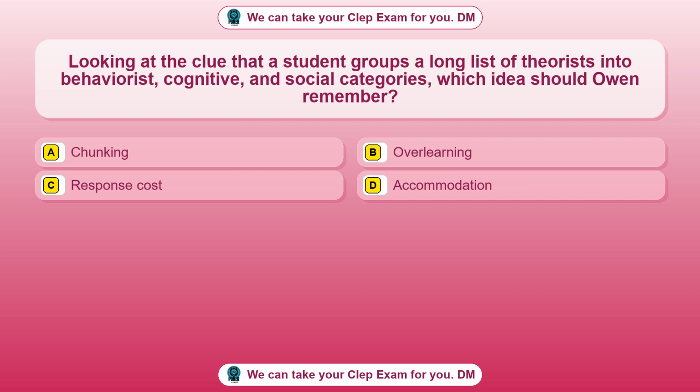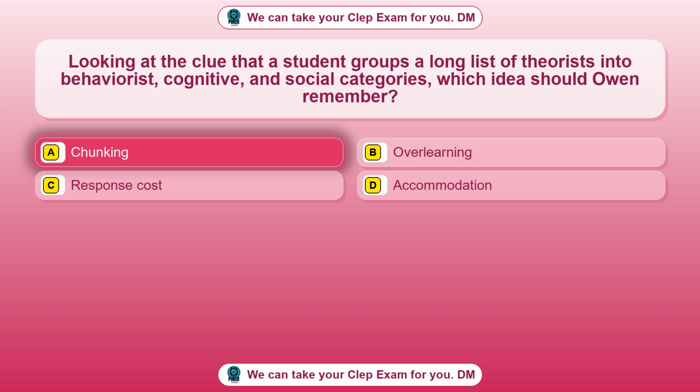Question 40. Looking at the clue that a student groups a long list of theorists into behaviorist, cognitive, and social categories, which idea should Owen remember? Option A, chunking. Option B, overlearning. Option C, response cost. Option D, accommodation. The correct answer is option A, chunking.